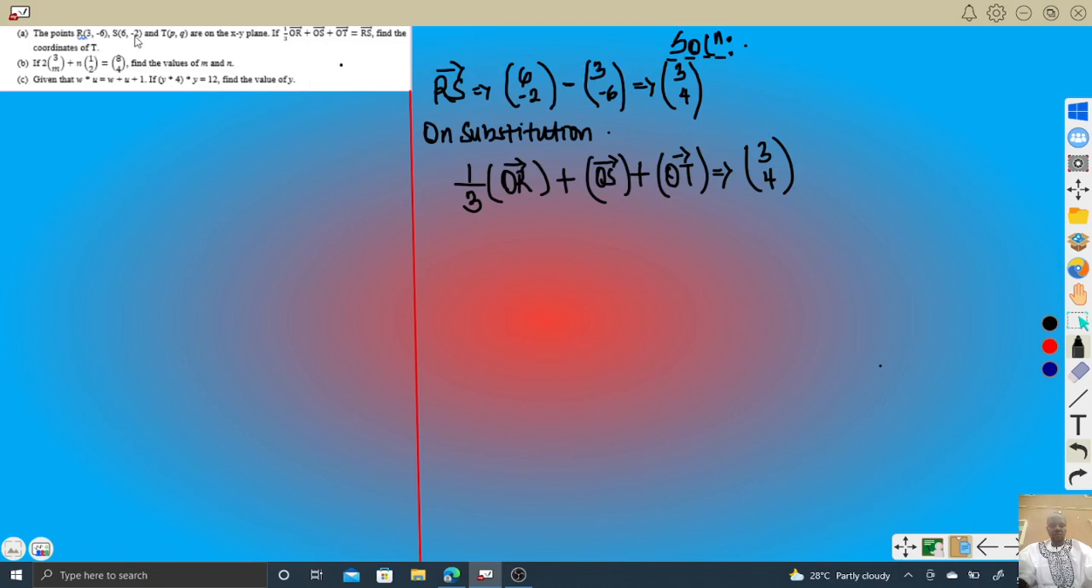You'll just substitute the value of each of these, which you know. On substitution, 1/3 of R is given as (3, -6), plus this S, that is (6, -2), plus T. T is what I'm looking for. Let me call it (x, y), and it is now equal to (3, 4).